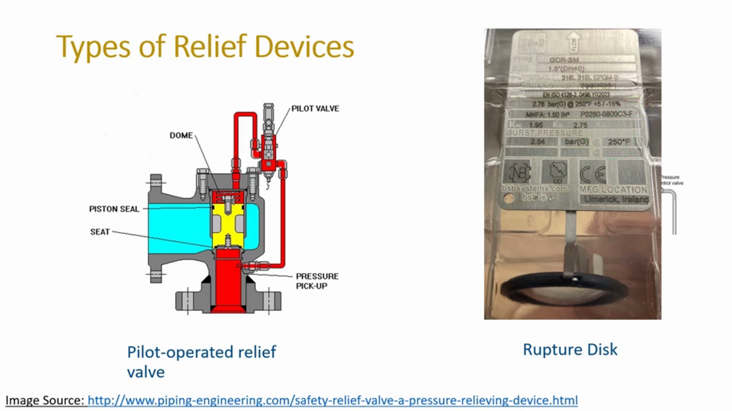Let's clear that for a second, and some of the key things you can see here are the size of the discs. This one is 1.5 inches as far as the area, the diameter there. And you also see the burst pressure, and so we see the burst pressure here is 2.54 bar gauge at 250 degrees Fahrenheit. And so importantly, the burst pressure is correlated with that temperature because the pressure does change with the temperature. And this particular rupture disc was purchased for use in a fermenter.